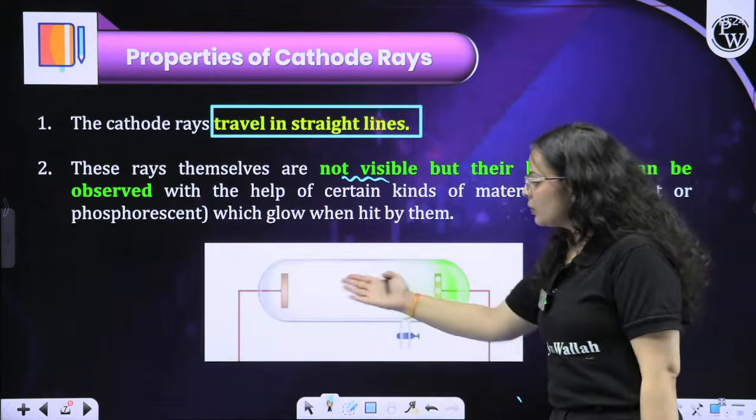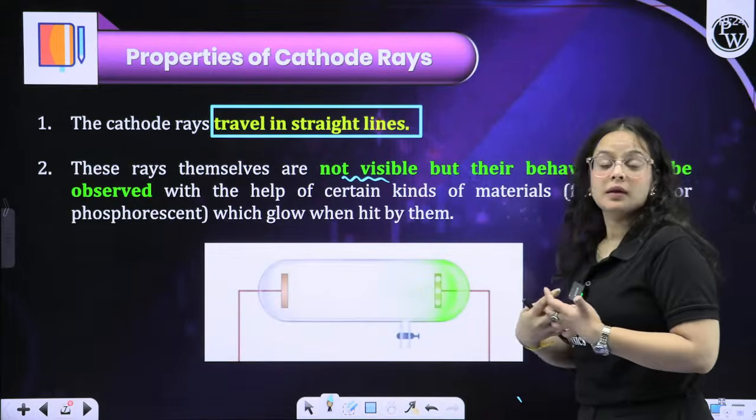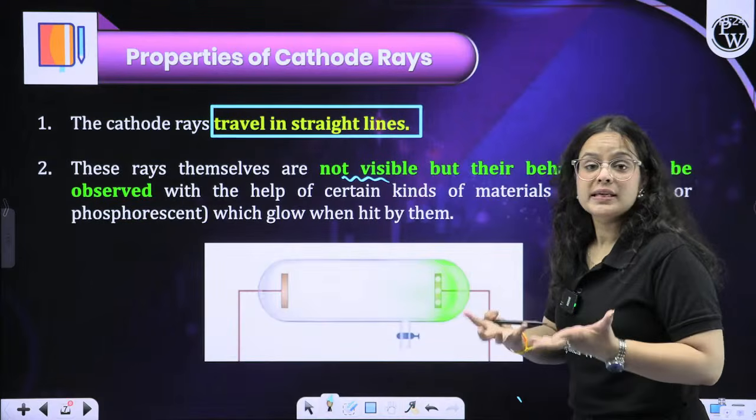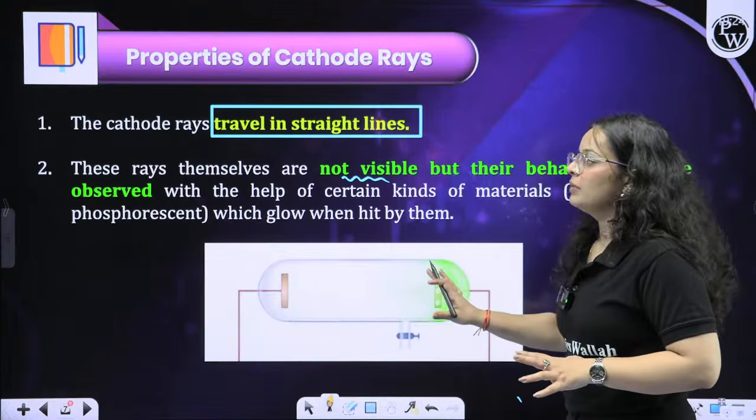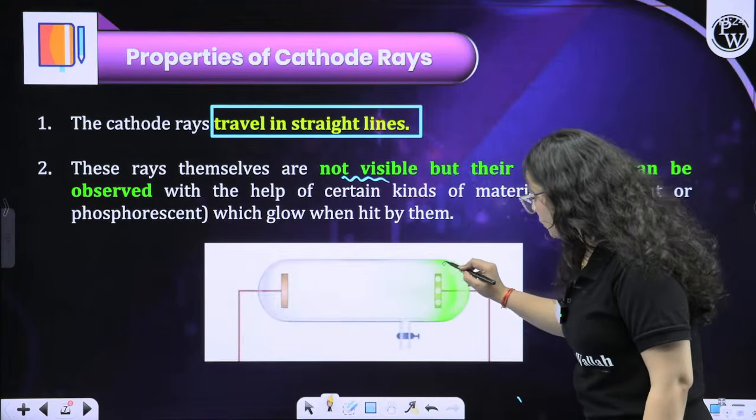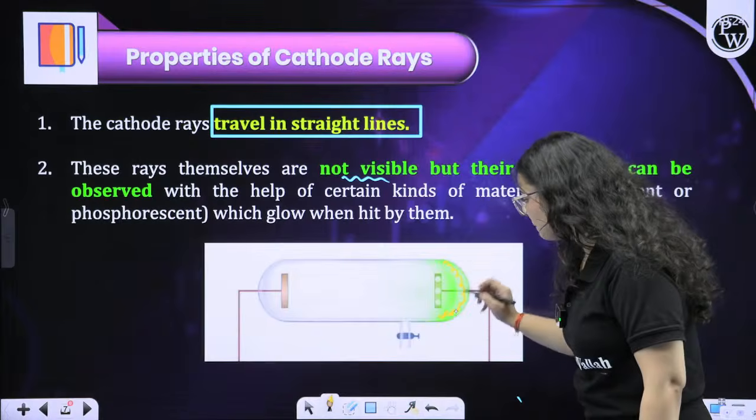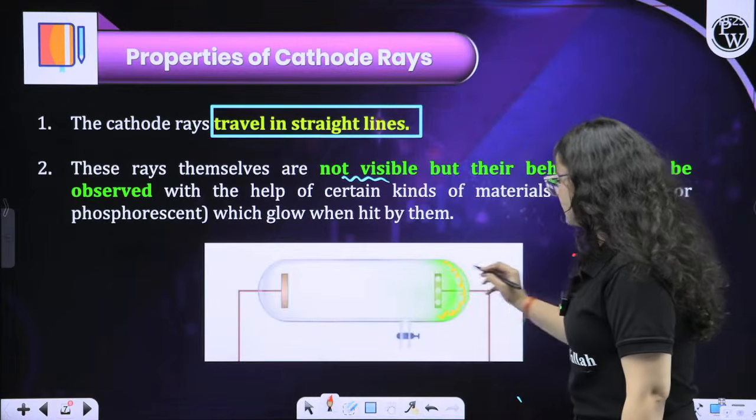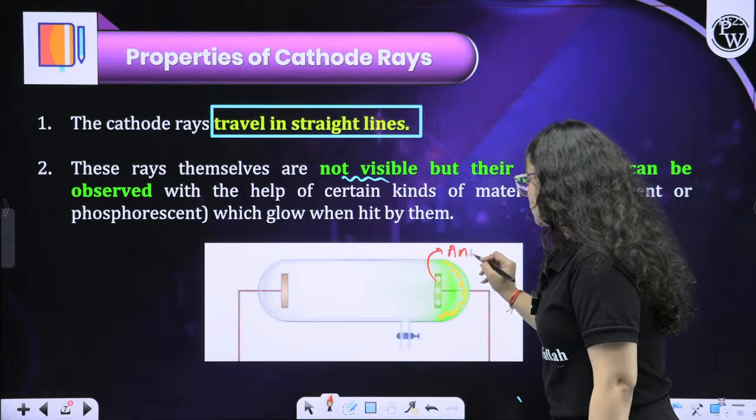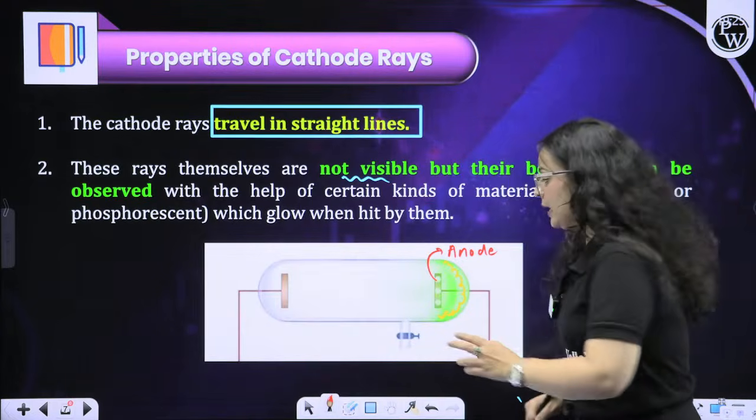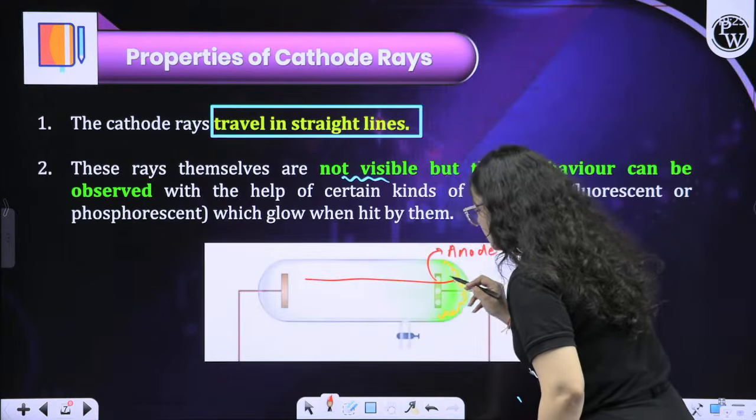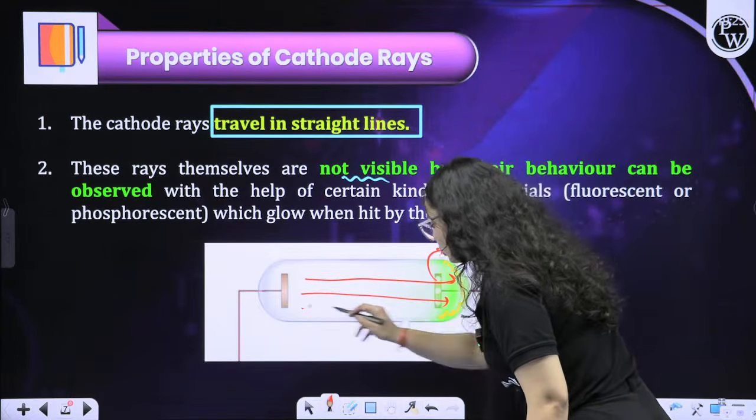Yes, they are not visible, but how can we then get to know that some rays are traveling? We can say their behavior can be observed. How? We coat the backside of the anode. Beta, this is the anode portion. It is perforated, meaning there are smaller pores inside it. Through those pores, the cathode rays will pass.